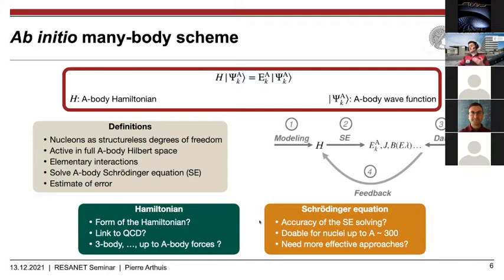And questions related to the solving of the Schrödinger equation as well. So I already mentioned the question of the accuracy. Are methods that treat all nucleons independently in an active way in the full A-body Hilbert space really usable for nuclei up to A equals 300, or do we need some more effective approaches when moving towards heavier nuclei? So those are the questions that are related to this whole scheme in the first place.